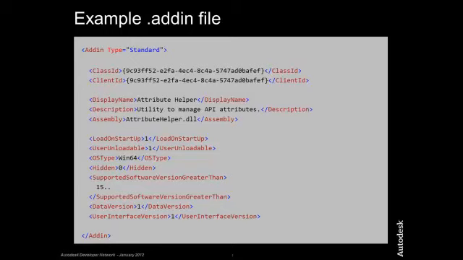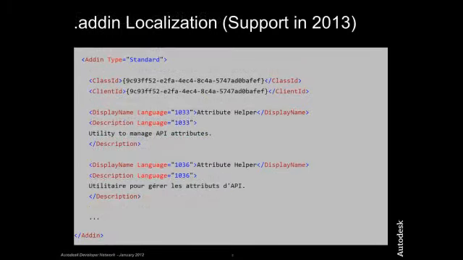Another functionality available not in 2012 but in Inventor 2013 and higher releases is the ability to create a localized .addin file. You can see in the example below that I created a display name in English using the code 1033, and I also created the display name in French using the code 1036. So depending on which language version is used in Inventor 2013, the user will be able to see either the display name in French or in English.